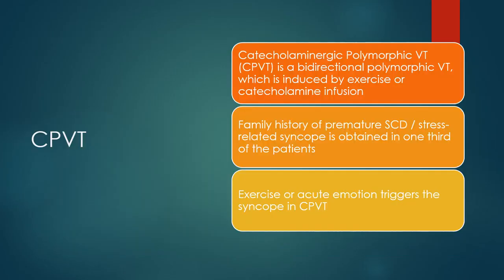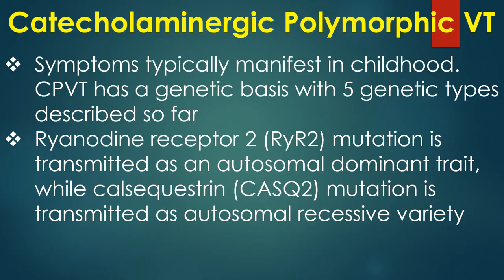Catecholaminergic polymorphic ventricular tachycardia is a bidirectional polymorphic VT which is induced by exercise or catecholamine infusion. Family history of premature SCD and stress-related syncope is obtained in about a third of patients. Exercise or acute emotion triggers the syncope in CPVT. Symptoms typically manifest in childhood.